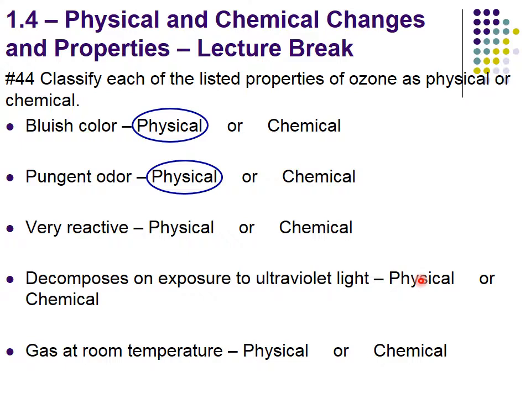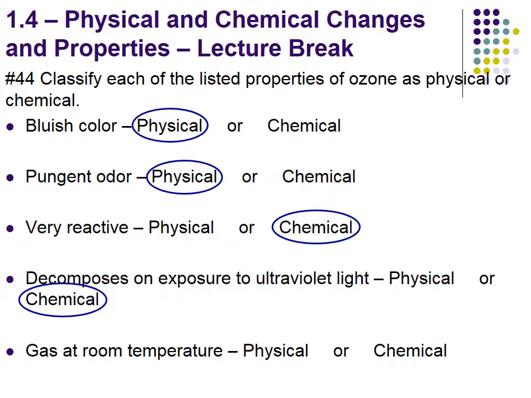Very reactive. Now, the only way we're going to know if ozone is reactive or not is to try to react it. We would have to react it with acids or bases or metals, whatever it is, to see what it's going to do. And when we do that, it changes its structure, so it becomes a chemical property. The next one says that ozone decomposes on exposure to ultraviolet light. Decomposition is a type of chemical reaction. So this is telling us that when ozone reacts with ultraviolet light, it's breaking down into smaller things. It's turning into something else. So this is also a chemical property.